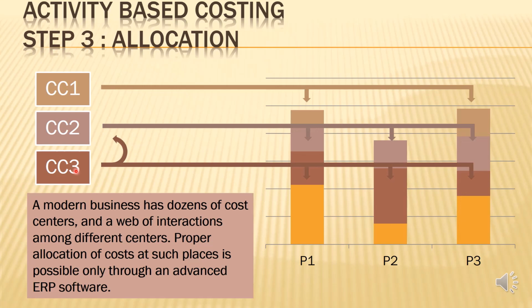So this is in a nutshell how activity based costing is done. As I said, without an ERP it is not possible to do the actual calculations. So we will not be solving any problems on this, but you should understand this as a concept. So we stop with that.